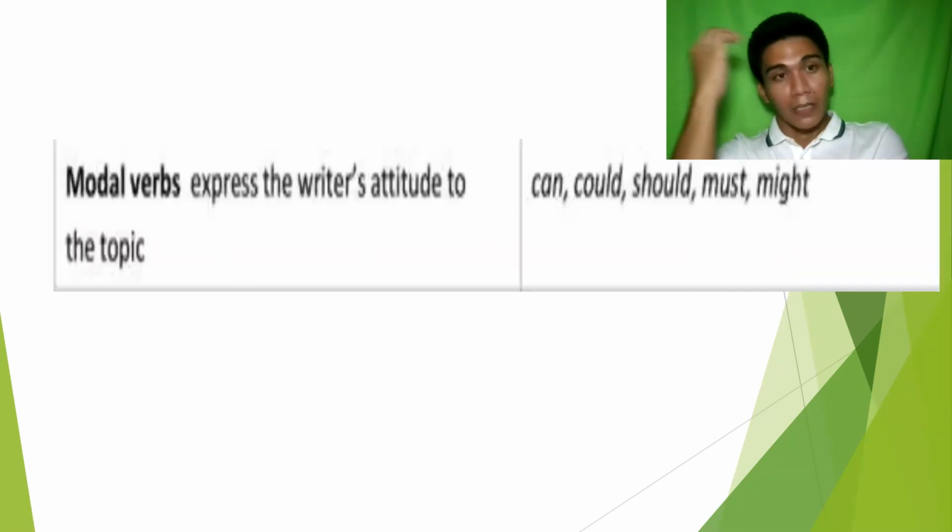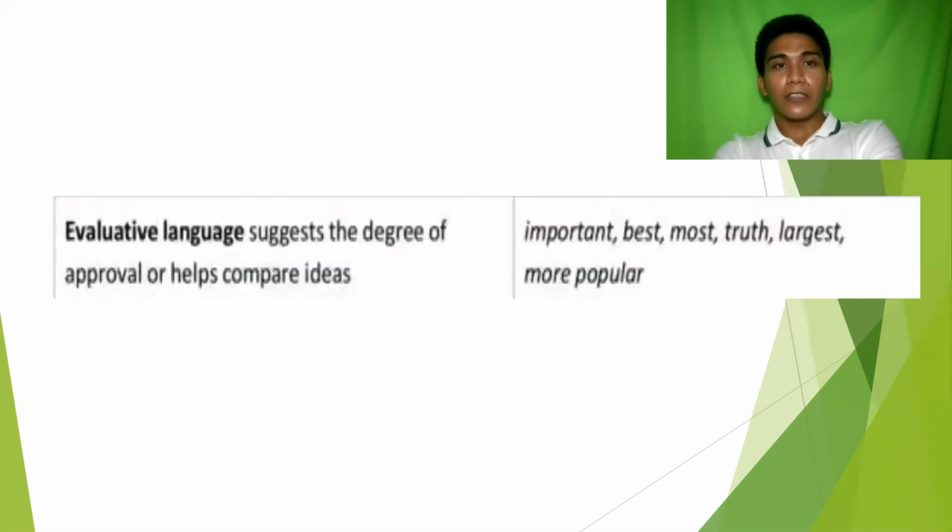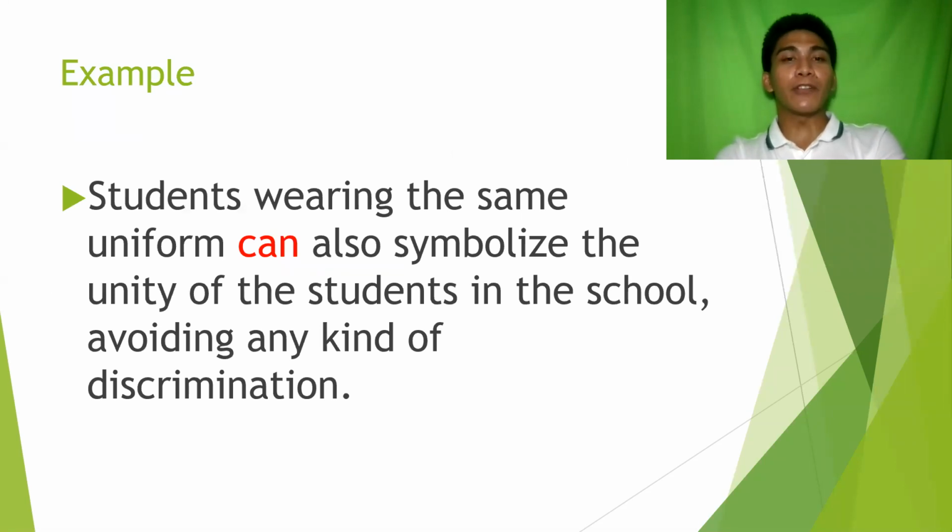Next, we have modal words. They express the writer's attitude to the topic. You can use can, could, should, must, and might. We discussed these in the first quarter. For example, students wearing the same uniform can also symbolize the unity of students in the school, avoiding any kind of discrimination. So it can; there is a possibility. It has the ability to unify the students. When you use modals, your sentences in the exposition become more specific.